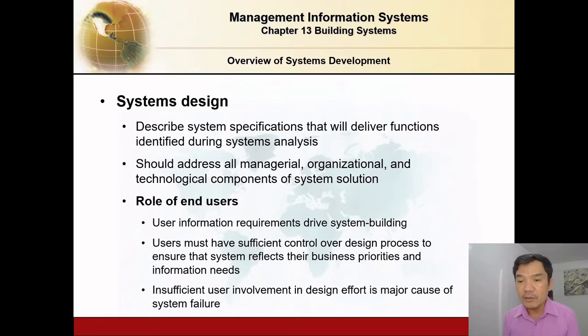So we have the role of the end user: information requirements drive system building. Users must have sufficient control over the design process to ensure that the system reflects their business priorities and information needs. And lastly, insufficient user involvement in the design effort is a major cause of system failure.